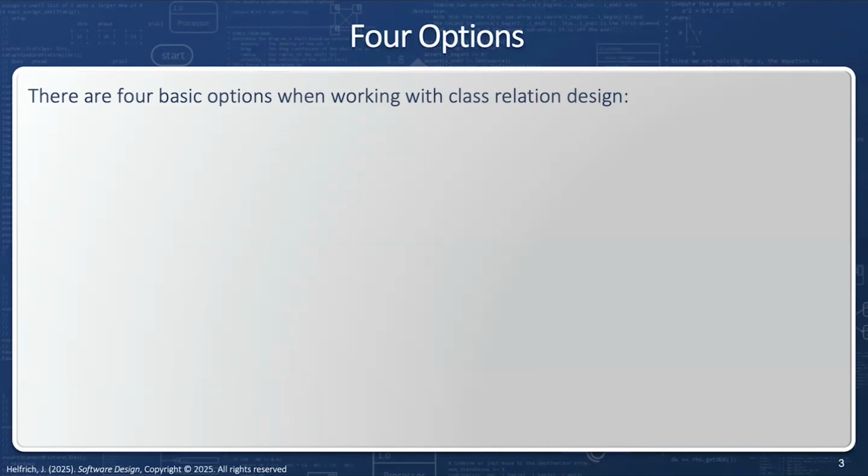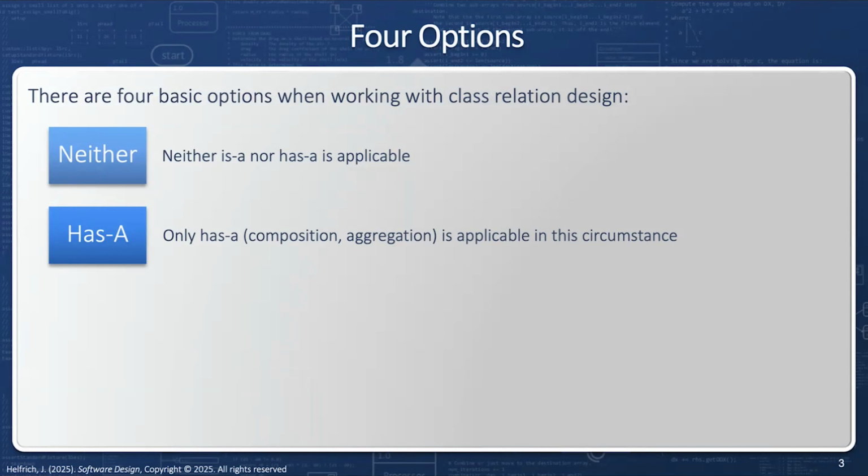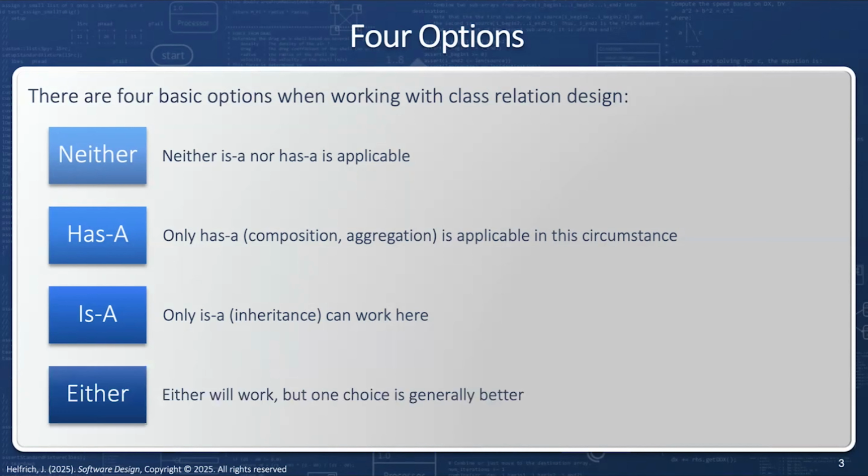There are four basic options when working with class relations. Number one, neither. It is neither ISA nor HASA. In other words, you have two sibling classes or two unrelated classes, or a wide variety of situations. Of course, this is the default. The second, when only HASA means composition or aggregation is applicable in this circumstance, and usually this means when there's more than one instance of a given class related to another class. The third is when only inheritance can work here. In other words, one class is a special type of another class. And the final is when either will work, but usually one choice is going to be better.